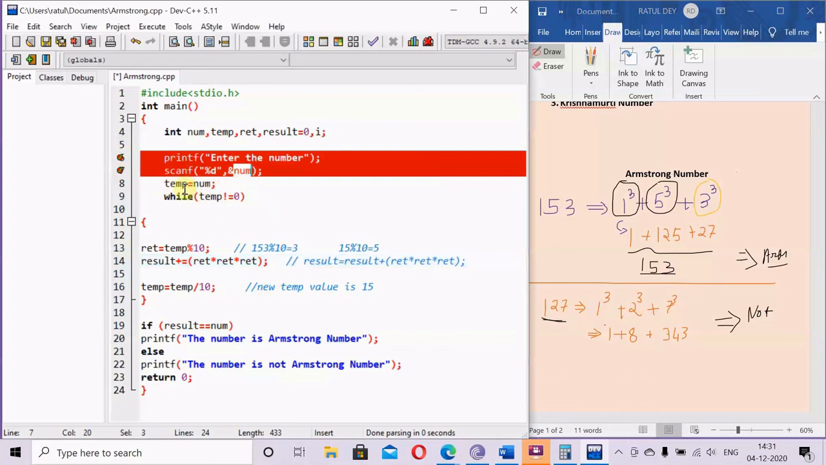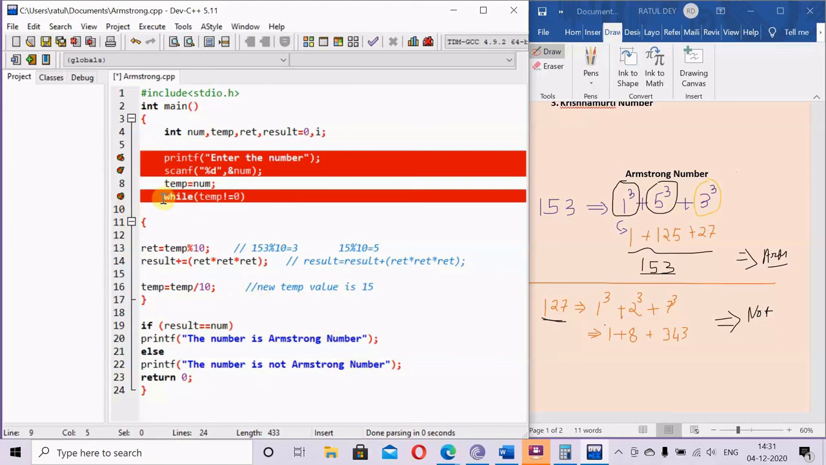There are basically two reasons. First, we copy it to temp so that if you have any updation, any division or anything, you can back up the actual number the user has given. Next, in line number 9 we check that while the temp value, the temporary variable where we store the number, is not 0. It should be some positive number so that we can check for that.